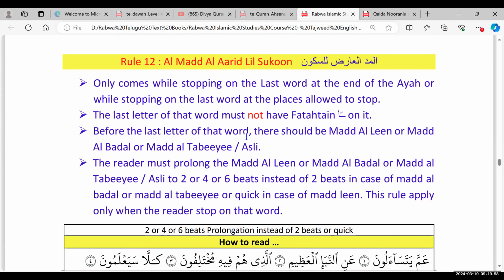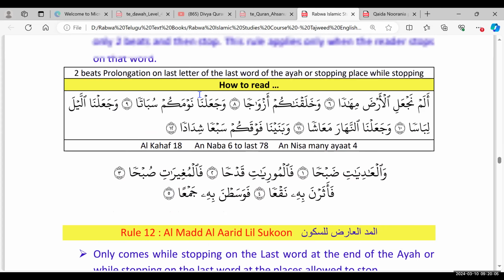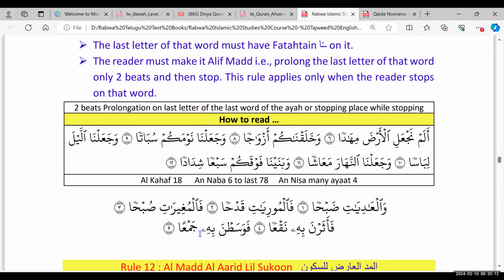Here, the last, yes, Mr. Tahir. Yes, please ask your doubt. Brother Tahir, you raise your hand. You can ask the doubt. Okay, when you have the facility, you can ask.